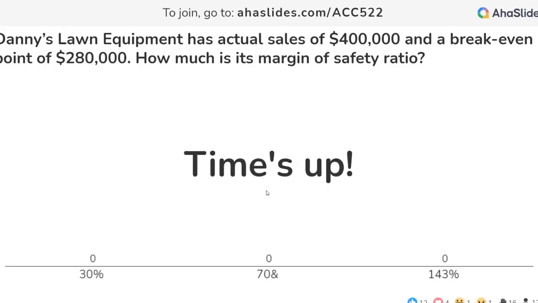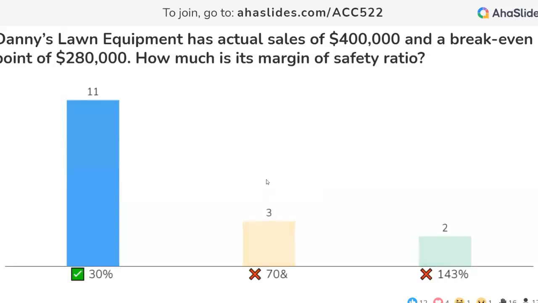And the answer is right. Very good. The margin of safety is 400 minus 280, which is 120. And you take 120 as a percentage of 400, and you get 30%.